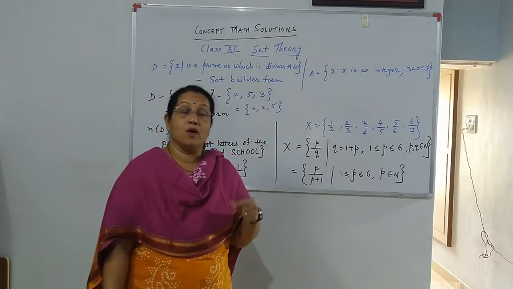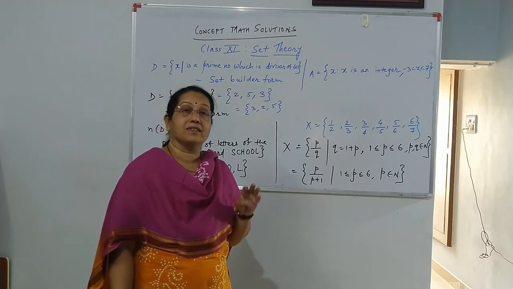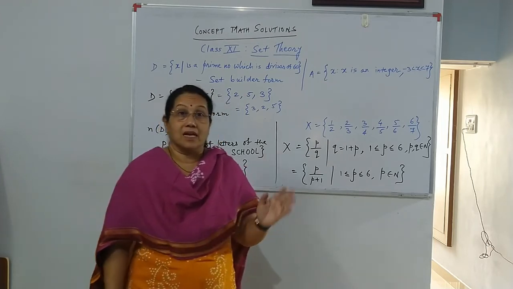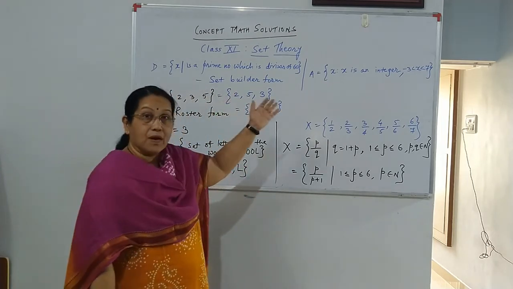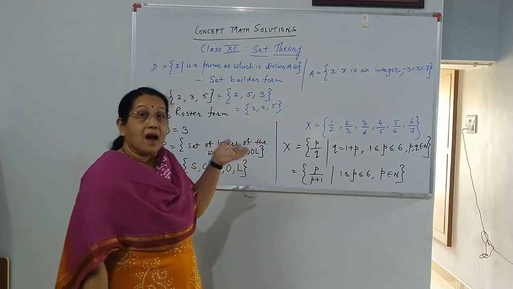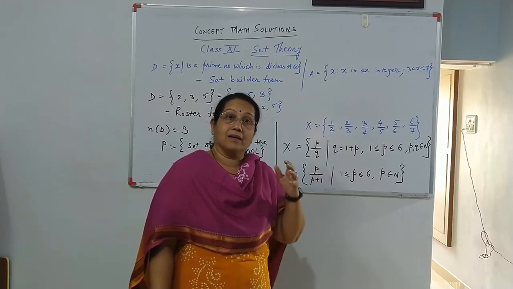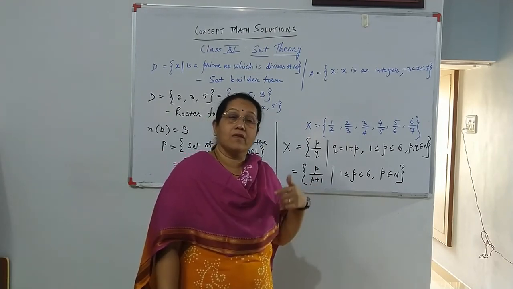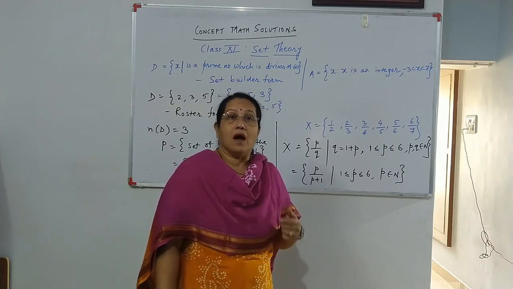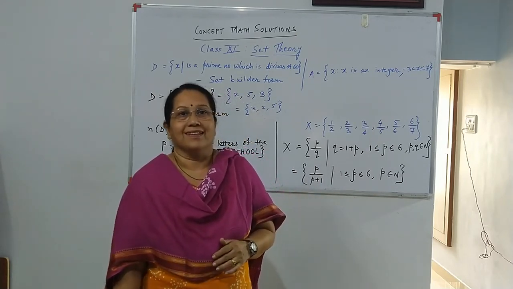So all of you work on the basics of all these: finite set, infinite set, null set, singleton set, then set builder form, roster form, elements of a set. And complete your exercise 1 and work even from the reference book and see that you get clear concepts of set theory. Thank you.